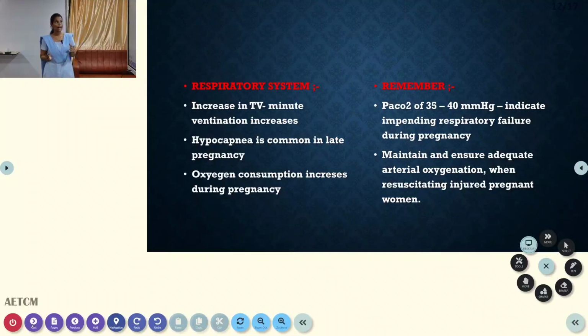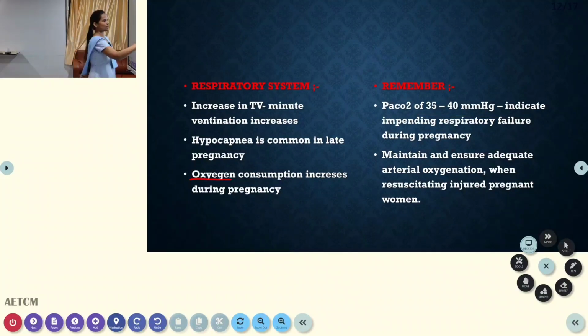The next one is what will happen in the respiratory system. Tidal volume increases and minute ventilation increases. Hypocapnia is common in pregnancy. So a PaCO2 of 35 to 40 mm Hg indicates impending respiratory failure during pregnancy, because hypocapnia is the common finding. We are expecting a value of 25 to 30 in pregnancy, but if it is 35 to 40, it indicates impending respiratory failure.